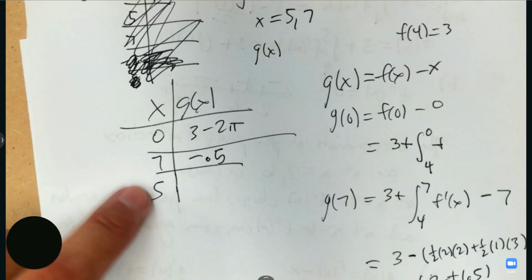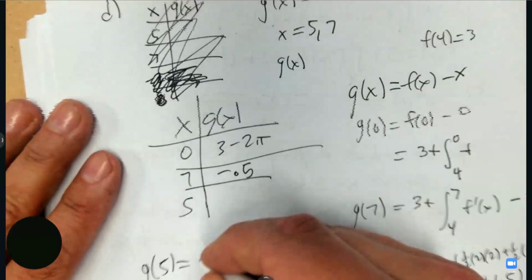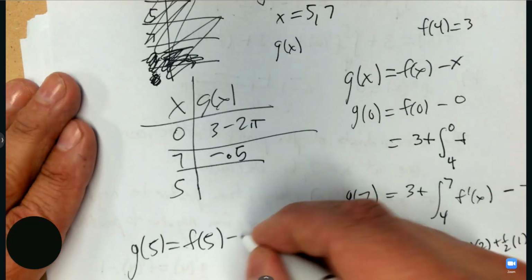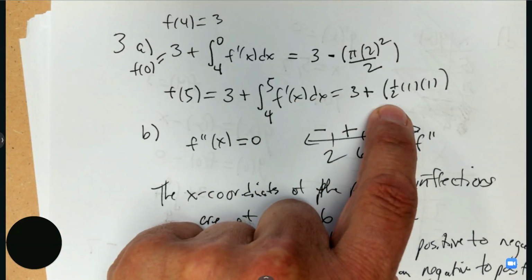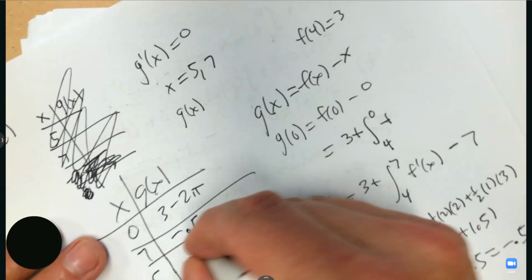Now, we already in part A did a lot of this work. So g at 5 is f at 5, take away 5. Now, we did f at 5 already. That was this one here, f at 5. We're going to simplify it. This is just 1/2 times 1 times 1. So it's 3 plus 1/2, which is 3.5.